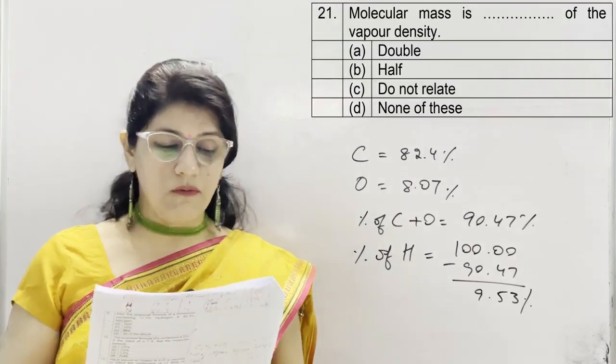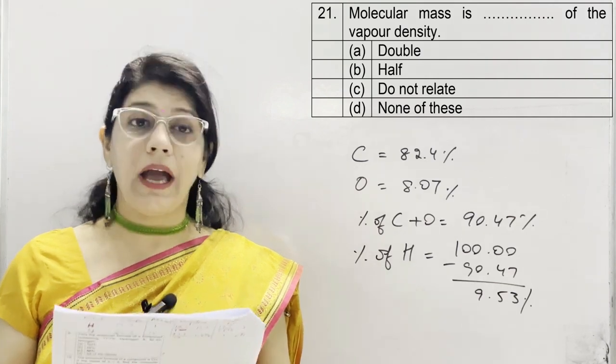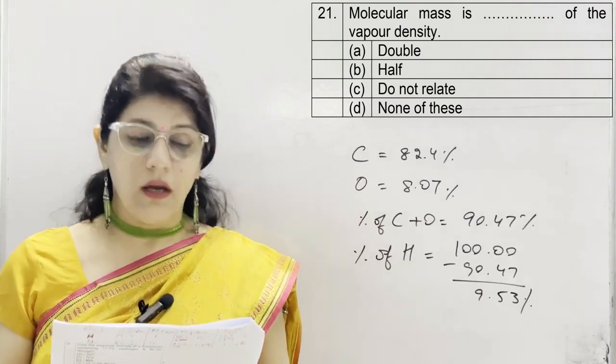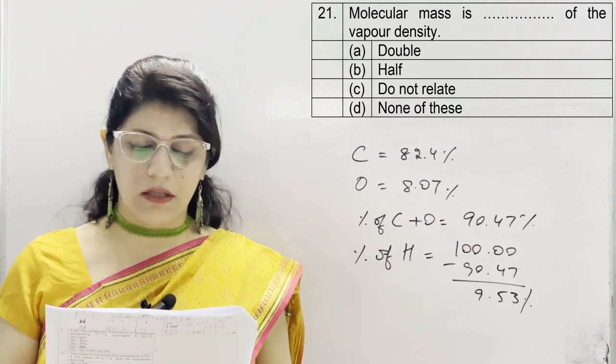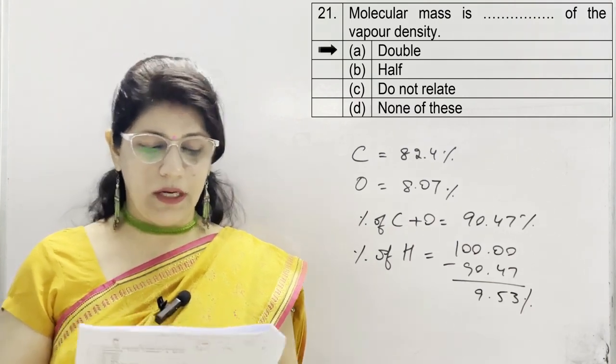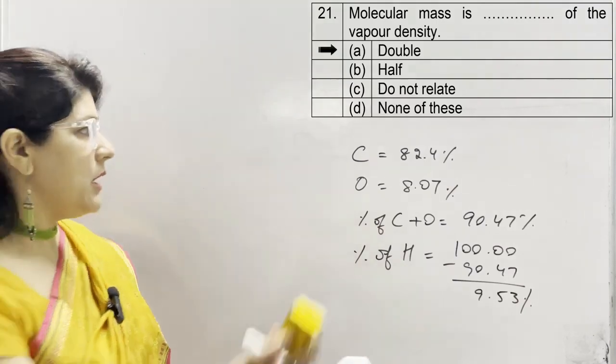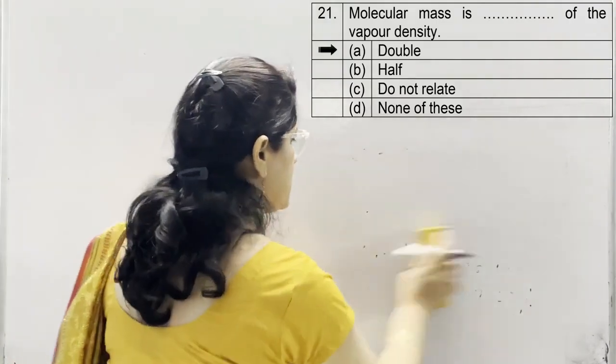In question number 21, molecular mass is dash of the vapor density. A option is double, B is half, C is do not relate, and D is none of these. A option is correct, which is molecular mass is double of its vapor density.